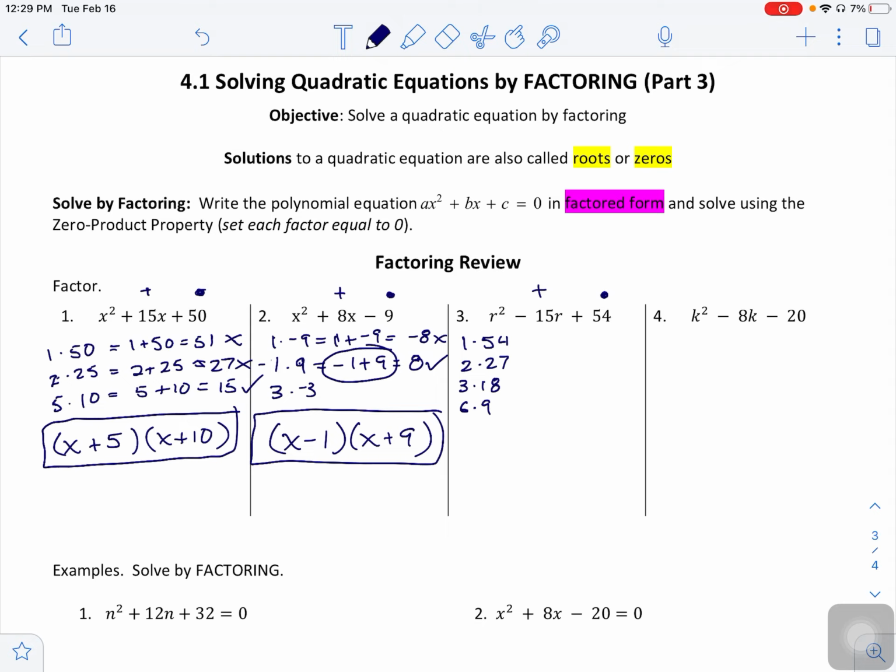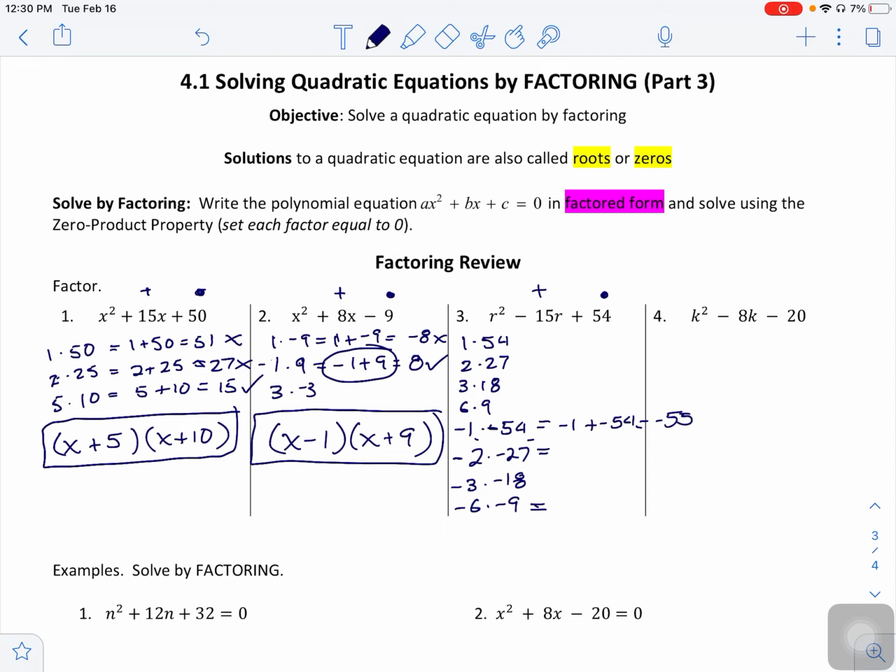We know that we need to get a negative 15, so we need two negative numbers to be added. I'm going to look at the negative of those because a negative times a negative equals a positive when you multiply them, and if you add two negative numbers, you also get a negative number. So a negative 1 plus a negative 54 is a negative 55.